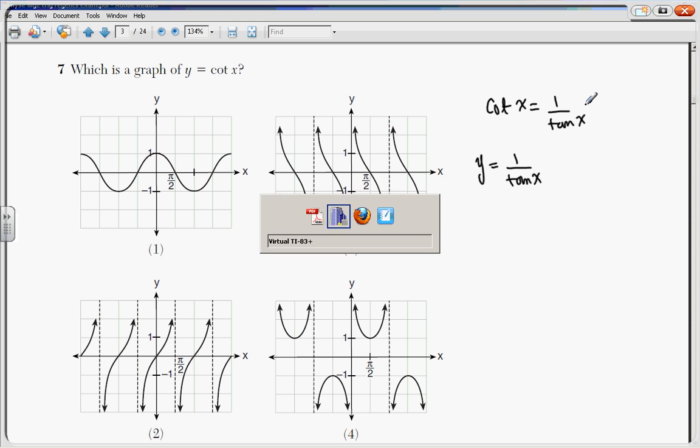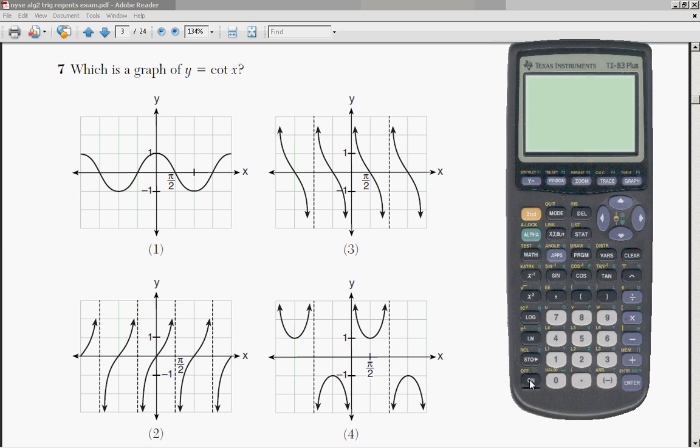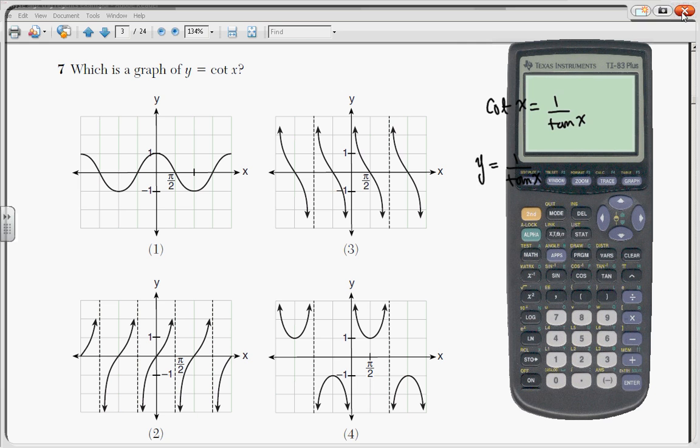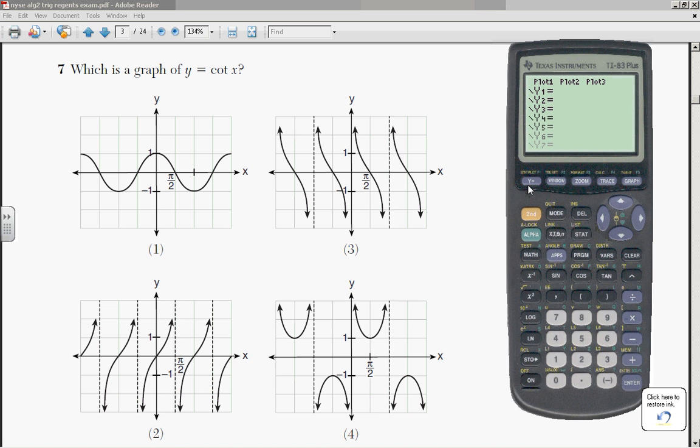Alright, so let's go ahead and do that. I'll bring up my calculator. Since my calculator doesn't have cotangent, I'm going to enter 1 divided by tan x. This is exactly what cotangent is. Alright, and then we graph it. Let's match. Which one looks more like this? It's either 3 or 2, right? But you look at 3, you see how from the y-axis it goes down like this? So this is the answer. So your option for number 7 is 3.